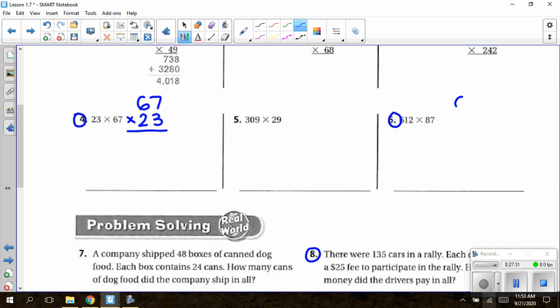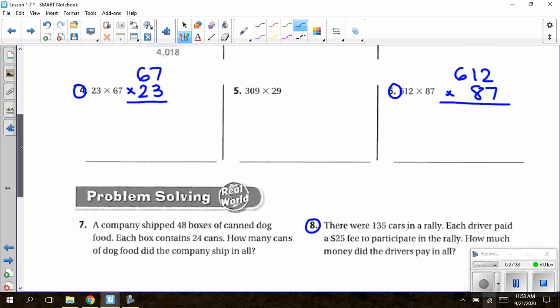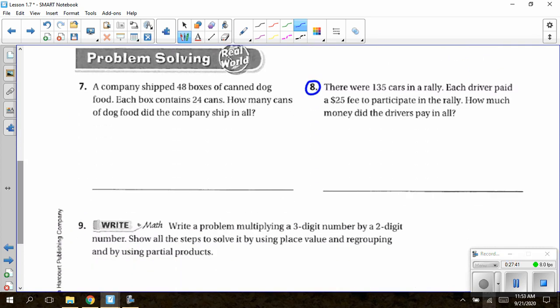Now for number 6, 612 times 87. So then let's take a look at question number 8. Number 8 says, there were 135 cars in a rally. Each driver paid a $25 fee to participate in the rally. How much money did the drivers pay in all? So we do need to take the 135 cars times the $25 per car. And then when you multiply that together, that will give you your answer in dollars.